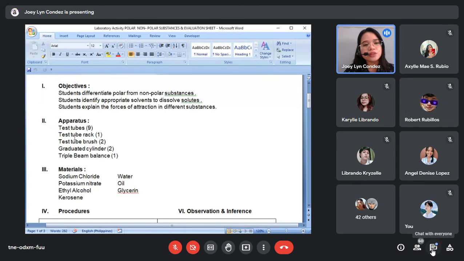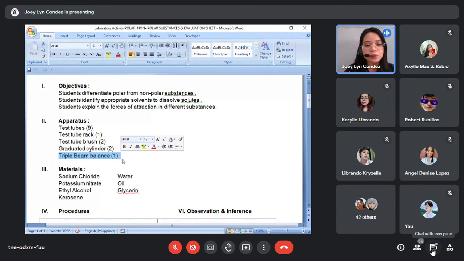You need to have borrowed the apparatus already. So here are the different apparatus needed. 9 test tubes. You need to write test tubes, and under quantity, you write 9. One test tube rack, where you put the test tubes. Two test tube brushes. The working students know these. Two graduated cylinders and one beam balance.